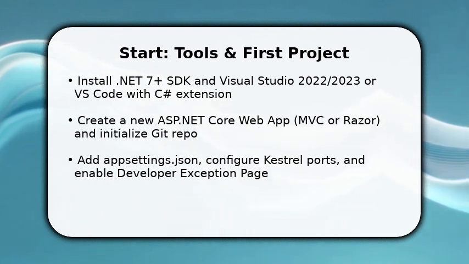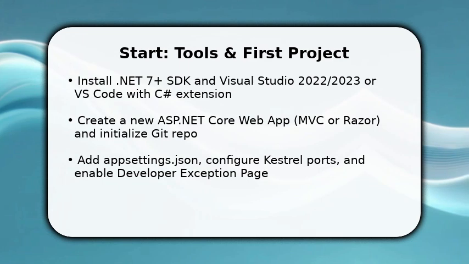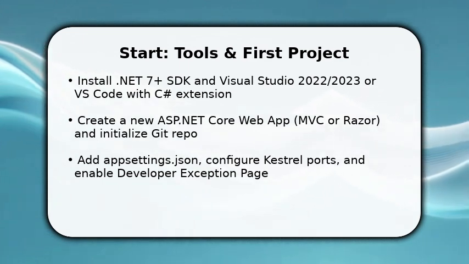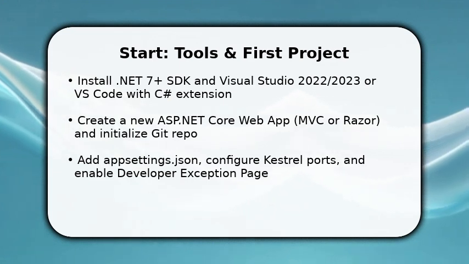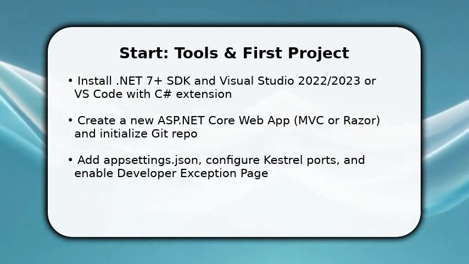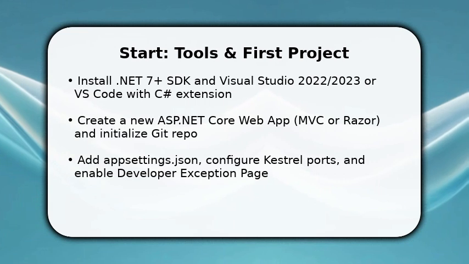Then open appsettings.json and set Kestrel ports, connection strings, and enable the developer exception page for local debugging. Make sure to run dotnet restore and dotnet run to verify the project boots before adding any business logic.